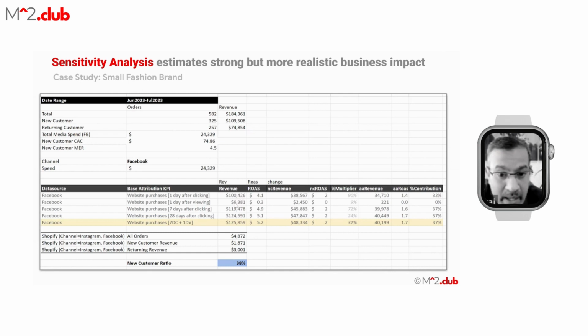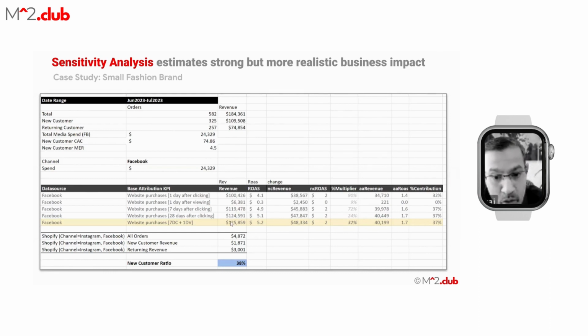But when you look at the 7 days, 120, 28 days, 124, so $125,000 is the total 7-day click, 1-day view, which is kind of what they were using to optimize the program, right? This 125,000 compared to the total new customer revenue is 110,000.